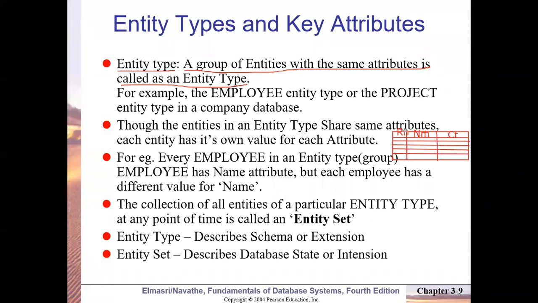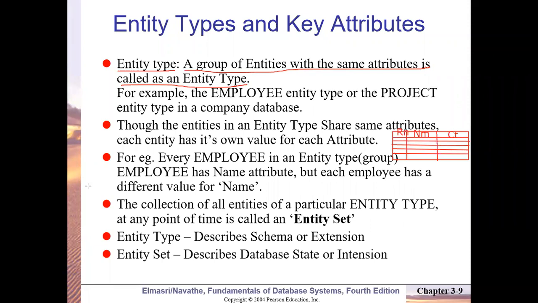Like if you take Shweta, what's your roll number, Shweta? 449. So the value for roll number for the Shweta entity is 449. The value for name for her is Shweta. Similarly, city is Belgaum. Similarly, if you take some other entity, the value for roll number will be different, name will be different, city will be different. So like this, although entities of an entity type share the same attributes, their values for individual entities are different.